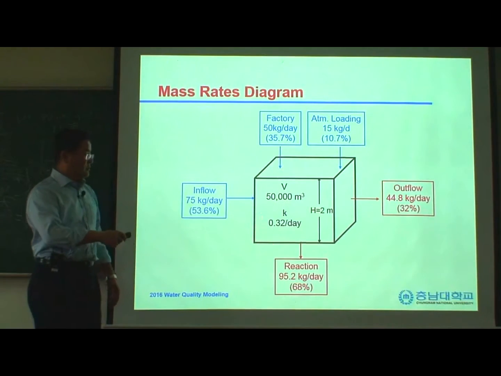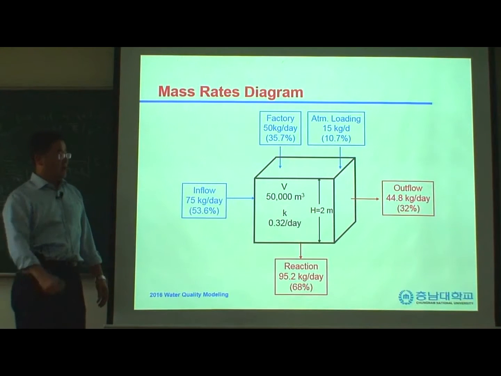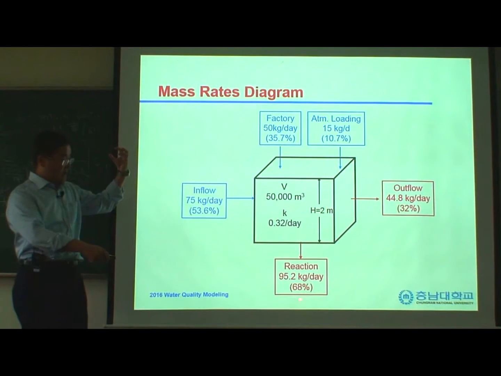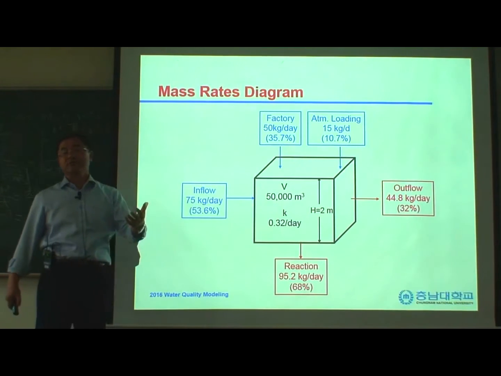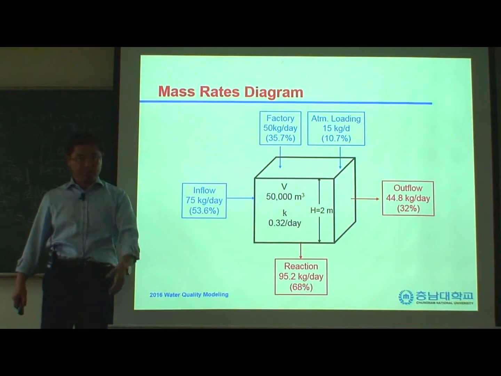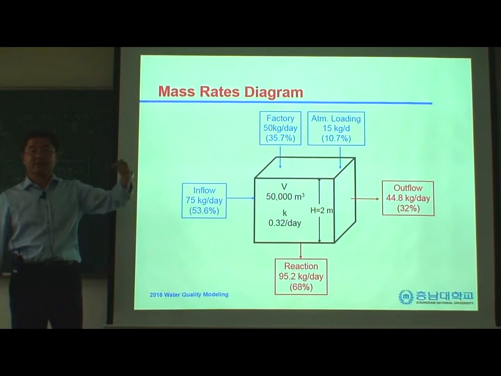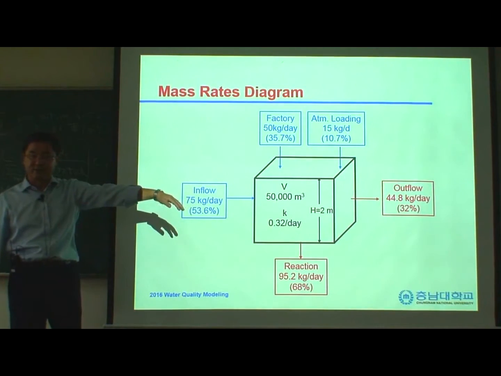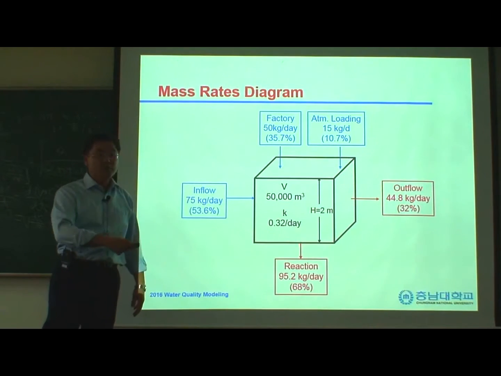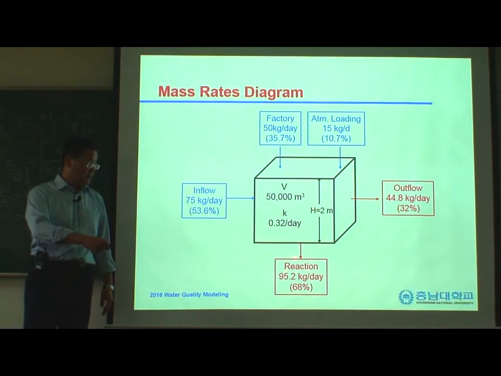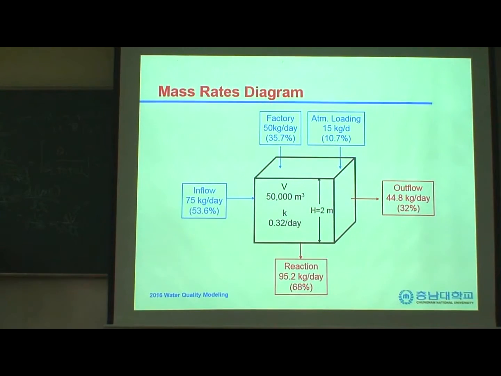And then also, if we subdivide our system, outflow is about 32% of the whole mass, and we were able to remove 68% of the mass that came into this system. So this removed two-thirds of the whole mass by reaction in here. So that can be our analysis of the total system.